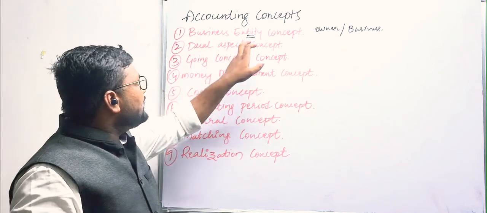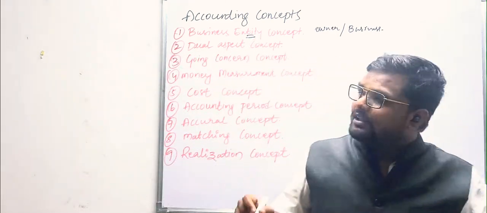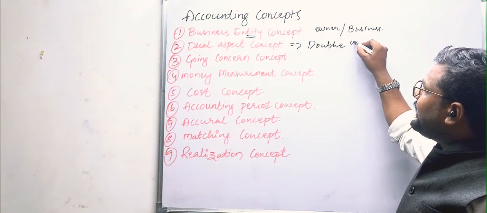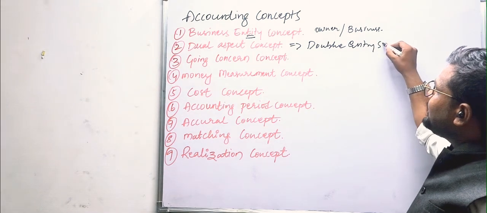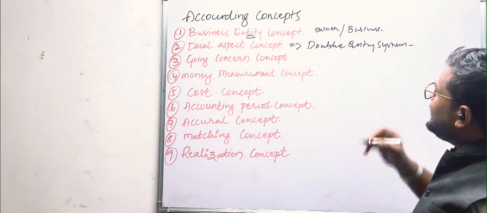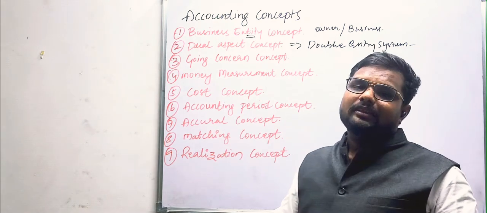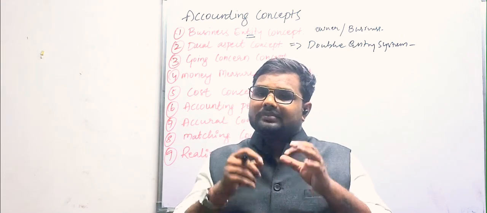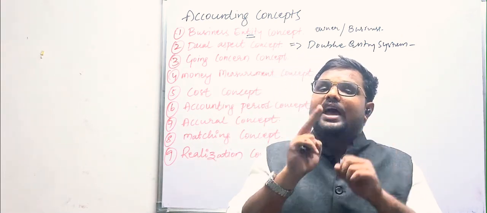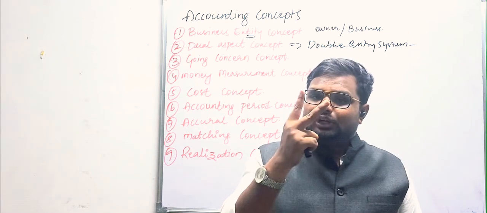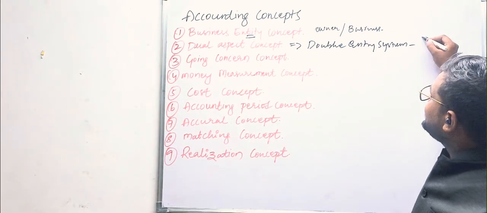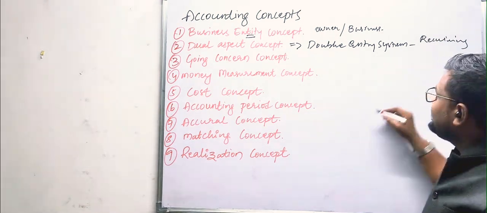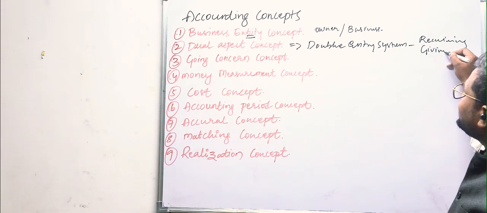Next one is dual aspect concept. Dual aspect concept, double entry system. Double entry system is stating that each and every transaction of the business has 2 aspects. How many aspects? 2 aspects. One is receiving aspect and 2 is giving aspect.